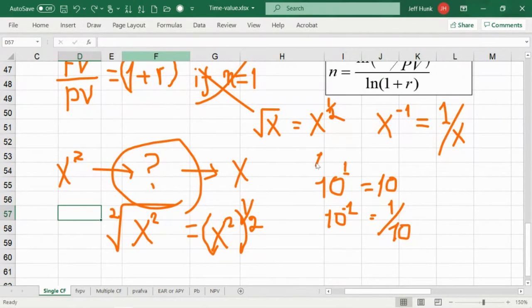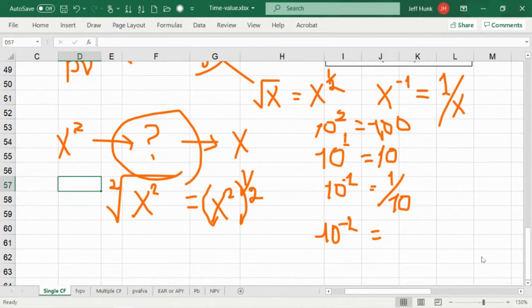Then what is... We know 10 squared is 100, right? That goes without saying. But then what is 10 raised to -2? It should be easy to answer now. What is 10 raised to -2?